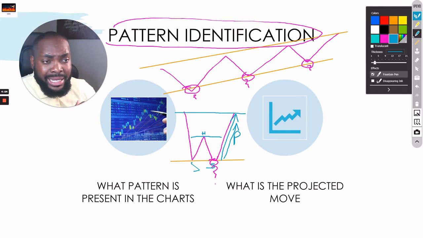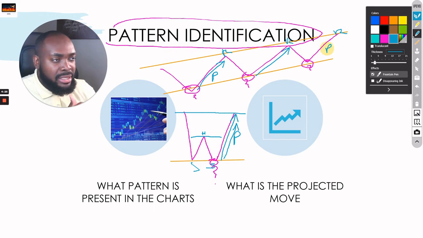As far as price in the uptrend right here, then the projected move would be this move that we're looking for price to make and come back to the resistance level that it has done before. So every time price comes to support and it bounces, then this is the projected move, and you have to always know what is the projected move based on the price action that is taking place right now.